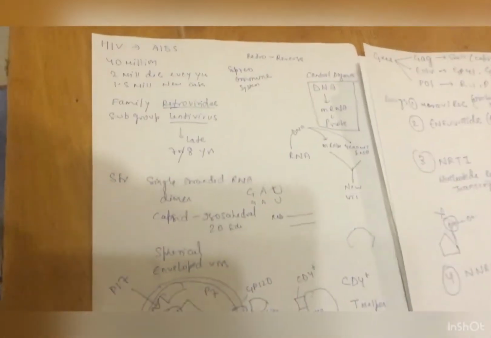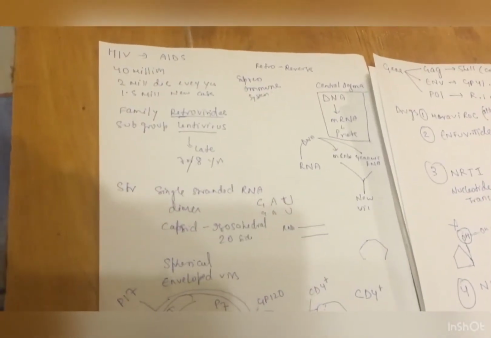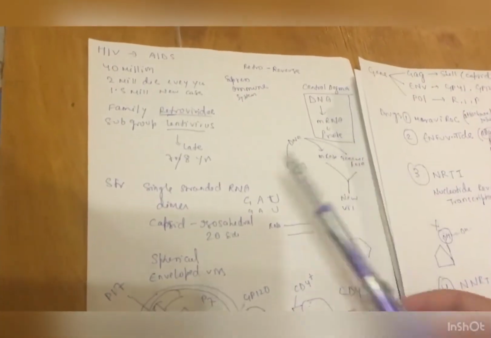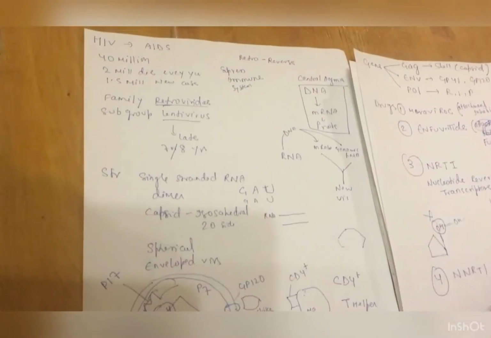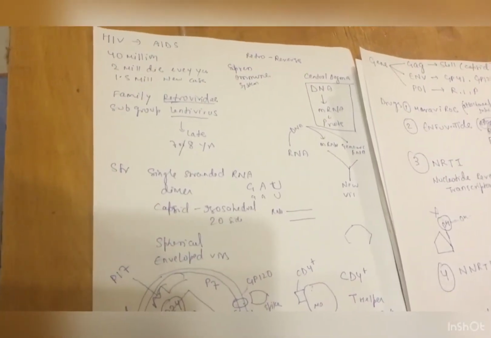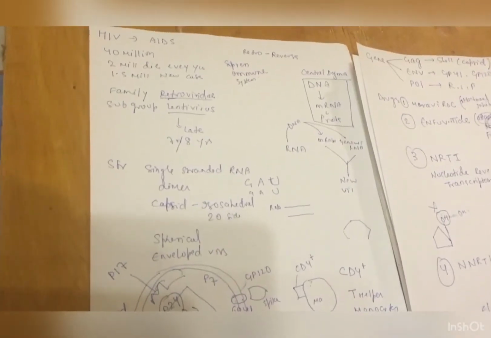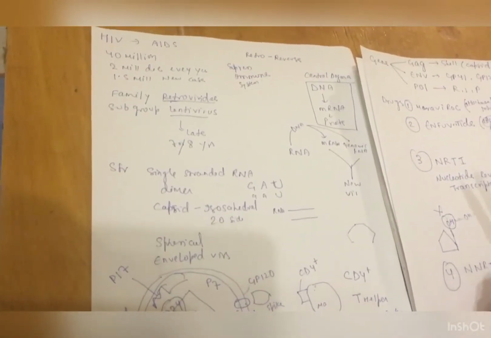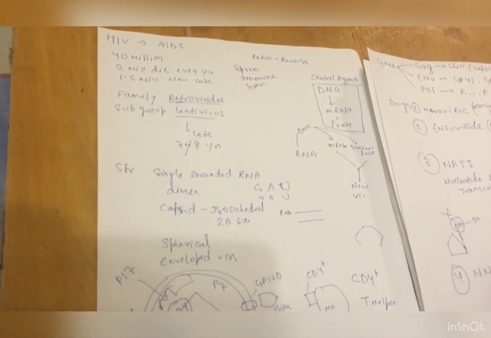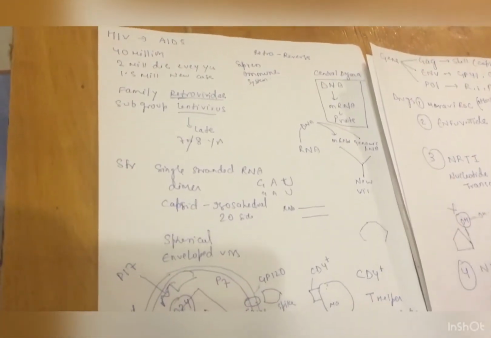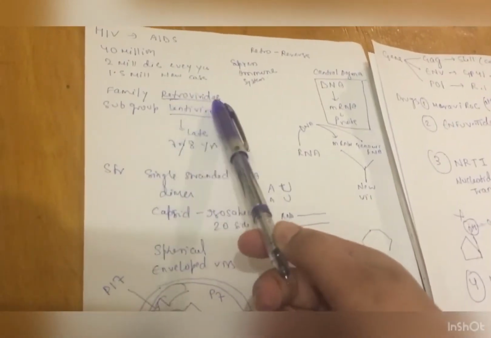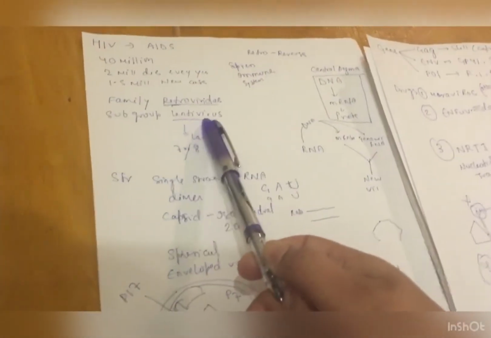HIV. Its full form is Human Immunodeficiency Virus, which is the causative agent of AIDS. Around 40 million people all over the world are suffering from HIV, and every year around 2 million people die due to this, and 1.5 million new cases come every year. It belongs to family Retroviridae and subgroup Lentivirus.